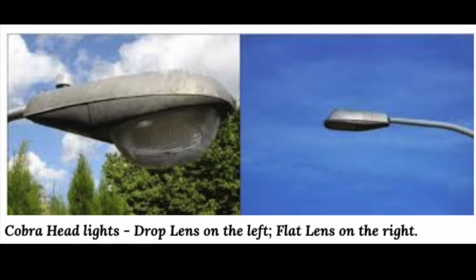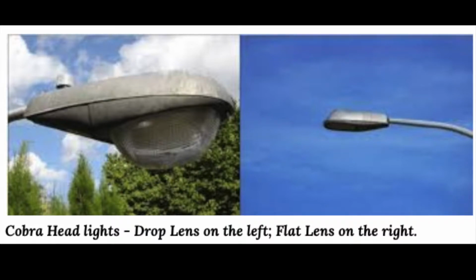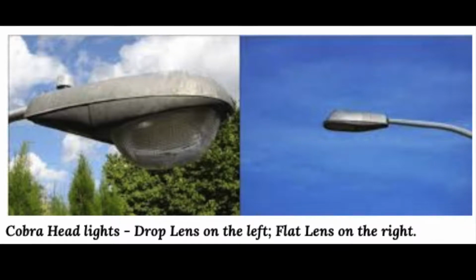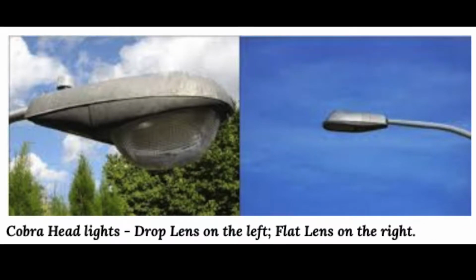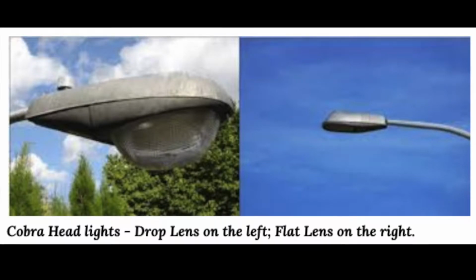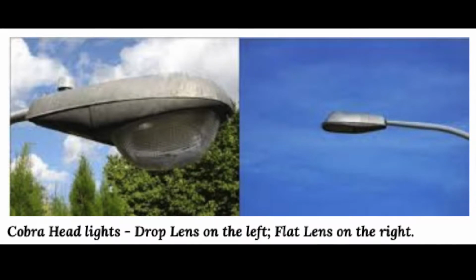The next kind of light fixture is called a cobra head. Where do you think this kind of light would be used? This light looks like a street light or another common outdoor light. There are two kinds of cobra head light fixtures. The first is a drop lens. As you can see in this picture, a drop lens fixture is called that because the reflective lens is dropping down out of the bottom of the cobra head. A flat lens cobra head is when the reflective lens is flat and doesn't come out of the cobra head.